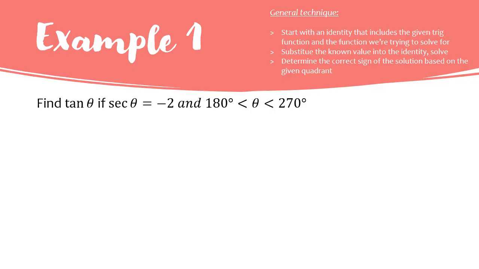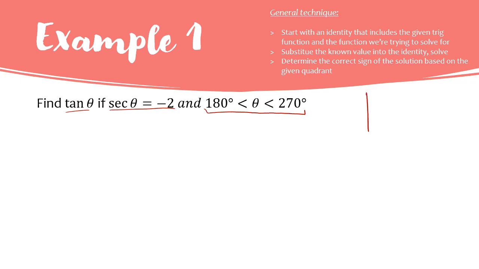So this is one type of problem we'll see, where we are asked to find some function, in this case tangent of theta, if secant of theta is equal to -2. So we're asked to find some function, and we're given some other function. We are also given a particular quadrant that theta should be in. So between 180 and 270, theta lies.